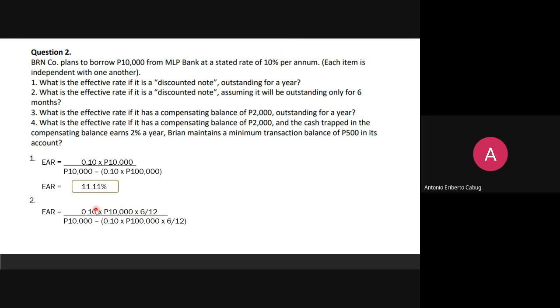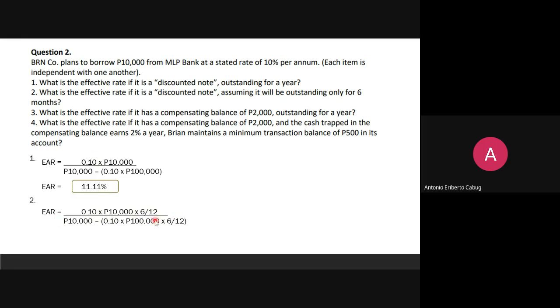So that would be 10% of 10K is 1K. 6/12, that's 500 pesos. So sa baba, 10,000 minus 500, 9,500 pa yan, no? Pero hinahanap natin effective annual rate, no? Pinapahanap sa atin effective annual rate, EAR.